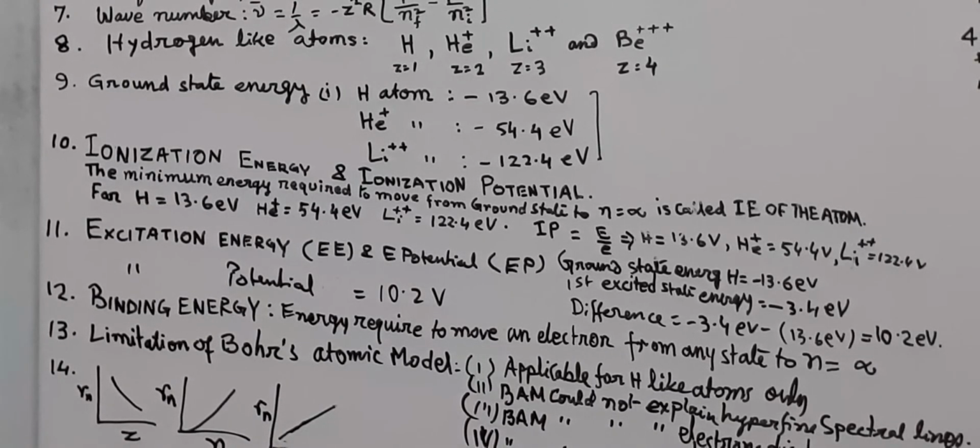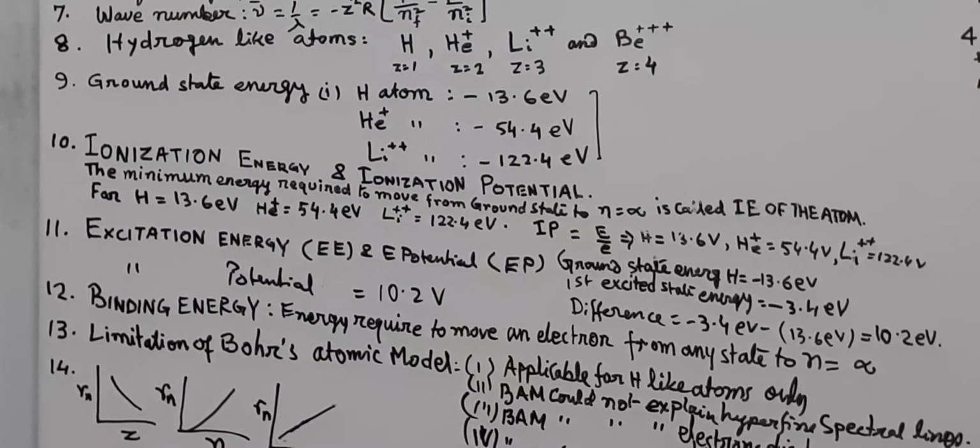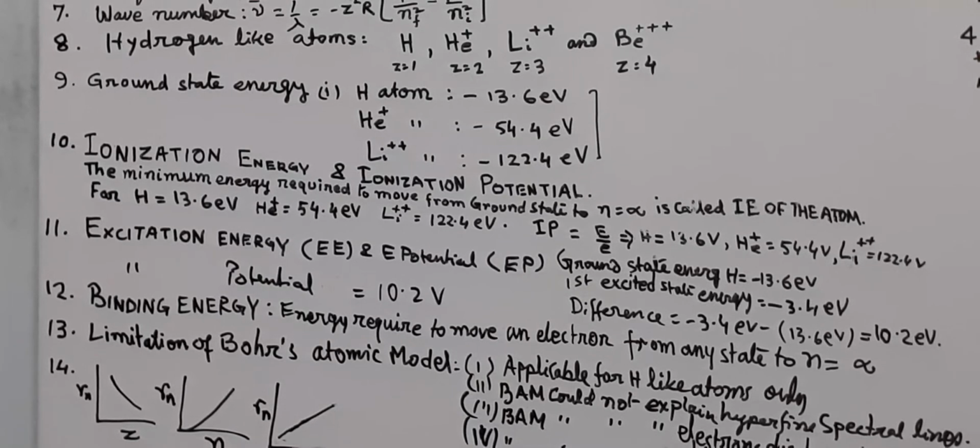Then come to 8, hydrogen-like atoms. We know hydrogen-like atoms are helium plus, lithium plus plus and beryllium plus plus plus, where helium has Z equal to 2, lithium Z equal to 3, for beryllium Z equal to 4. Now, ground state energies for hydrogen, helium, lithium and beryllium are as given, that is minus 13.6 for hydrogen, helium plus minus 54.4 electron volt and lithium minus 122.4 electron volt.